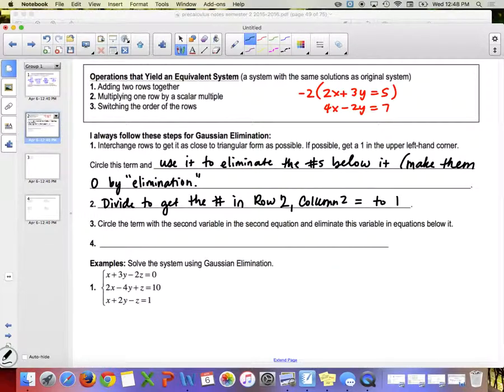And I eliminate this variable in the equations below it. So again, I use addition, like this elimination method, to get rid of the variables below it. And that will make more sense in a second. Okay, so we repeat the process until we have the identity matrix.